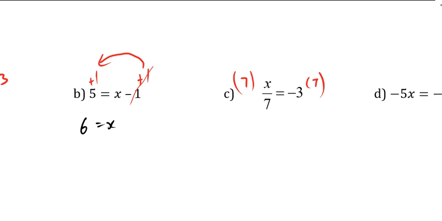And 7 divided by 7, those are gone. You've got to get used to that idea. 7 divided by 7 is 1, so it's gone. I don't subtract 7. That's not going to get rid of a dividing 7, right? And I get x equals negative 3 times 7, which is negative 21.